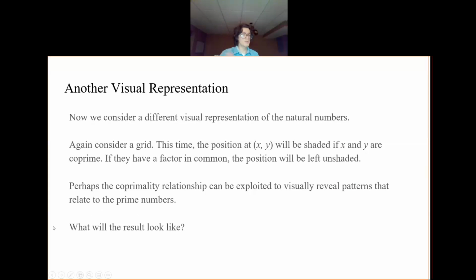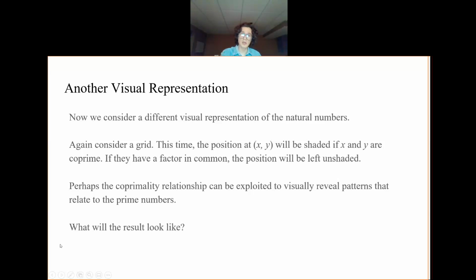Now, at this point, we've observed several patterns relating to prime numbers, square numbers, multiples of prime numbers, multiples of square numbers, and so on from our LD grid and our LD functions. So now we consider a different visual representation of the natural numbers, again considering a grid. This time, the position or the block at the point xy will be shaded in if x and y are co-prime. If they have a factor in common, that block will be left unshaded. So perhaps the coprimality relationship can be exploited visually to reveal some patterns that relate to the prime numbers.